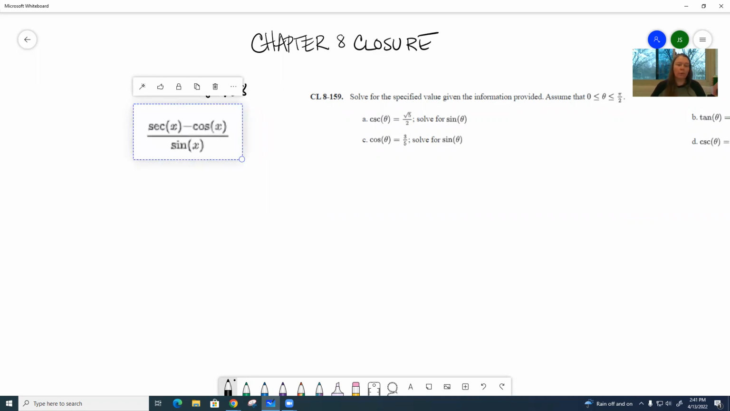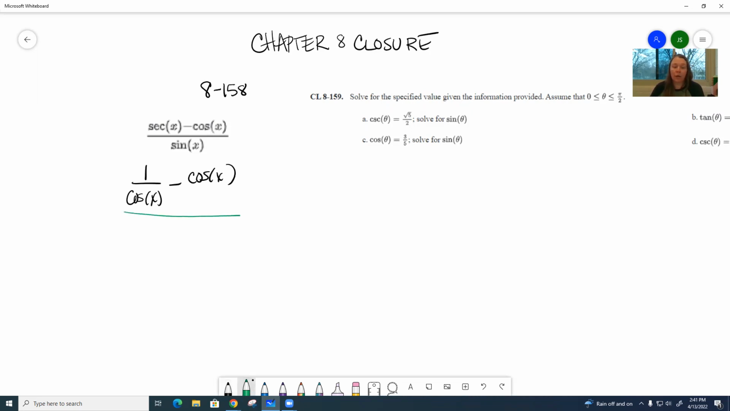Remember, for all of these, there is more than one way to start it and still get to the correct answer. What I did was I decided to rewrite the secant of x as 1 over the cosine of x. And then I still had the minus the cosine of x, all over the sine of x in the denominator. Then I got a common denominator on this top part.